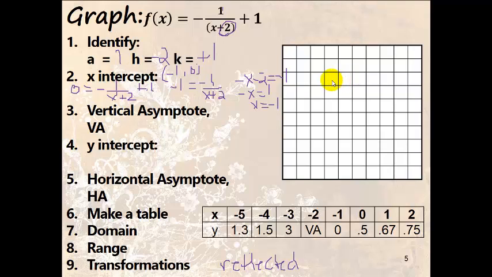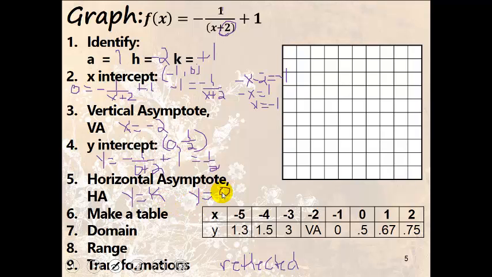My vertical asymptote is always x equals the opposite of h. That's why I write it as the opposite of h. So that's x equals negative 2. My y-intercept always has an x value of 0. So I get y equals negative 1 over 0 plus 2, plus 1. So I get a negative half plus 1, so that's a half. So it's 0, 1 half. My horizontal asymptote is always y equals k. So this is y equals 0.